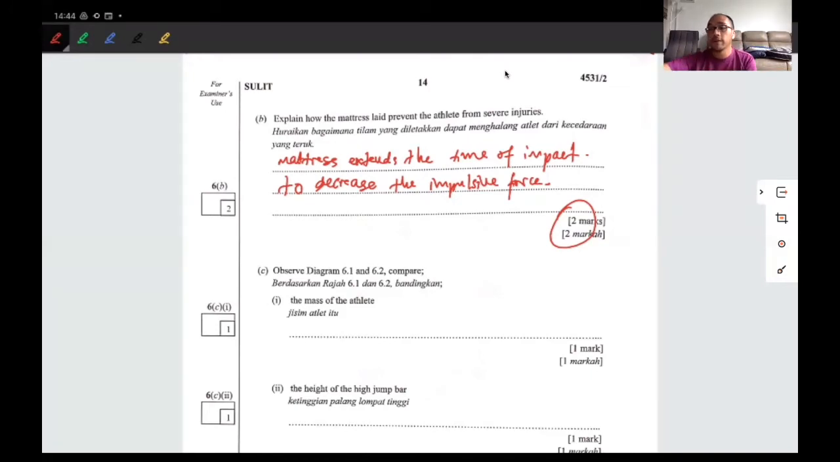What happens when you have too many marking schemes? So you kind of lost yourself. You know where I'm... There we are. Okay. Question number 6.